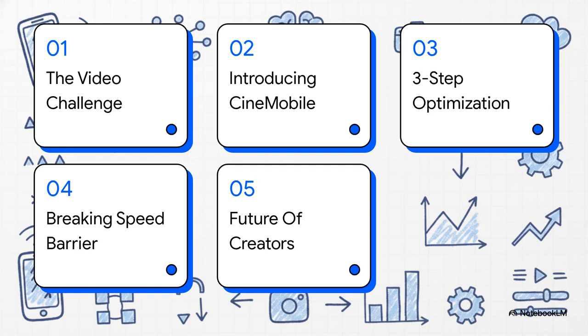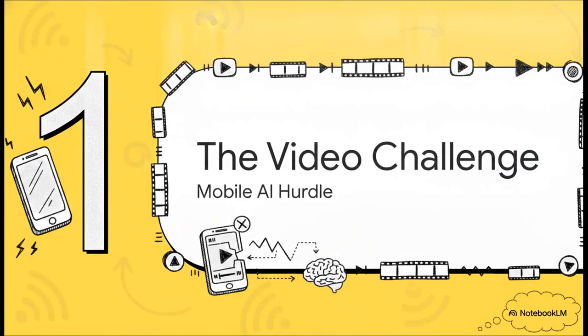To demystify how these researchers are shrinking massive AI models down to mobile size, we're going to take 5 structured steps today. 1. The Mobile Video Challenge. 2. Introducing CineMobile. 3. The 3-step optimization. 4. Breaking the speed barrier. And 5. The future of creators. Let's start with Section 1, the Mobile Video Challenge and the Mobile AI Hurdle.